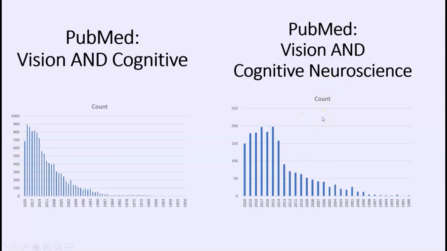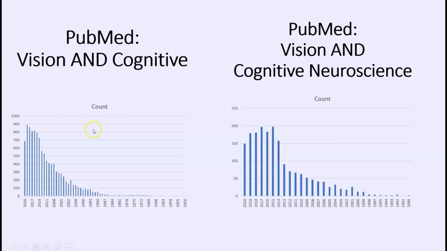Then we look at the second keywords. From the PubMed database, the number of publications related to vision and cognitive neurosciences showed an increasing trend as well, and seems to plateau, remaining stable from 2014 onwards, where researchers published in the range of 150 to 200 articles.